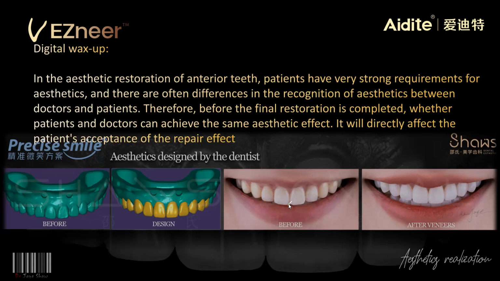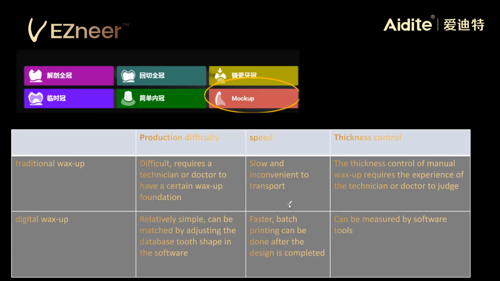So it is very important that before we make the final restoration, we let the patients check the result. If they like it, we will do the final restorations. If they feel some part needs to change, we change that part and then make the final restorations. And for now, we have two ways to make the workshops. One is the traditional way, and another one is the digital way.